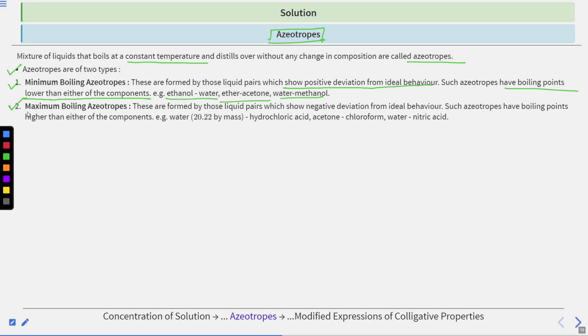The second kind of azeotropes are maximum boiling azeotropes. These are formed by those liquid pairs which show negative deviation from ideal behavior, and such azeotropes have boiling points higher than either of the components. Examples are water (20.22% by mass) and hydrochloric acid, acetone chloroform, and water nitric acid. So these are some examples for maximum boiling azeotropes.